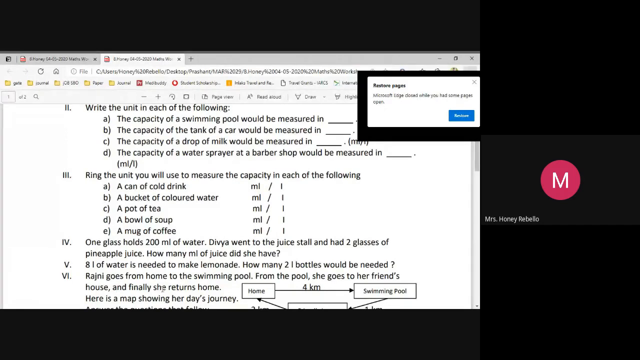Now, next one is Sanjeevan. After that, we'll go to 2B. Sanjeevan, can you tell me the last one? The capacity of a water sprayer at a barber. When you go for a haircut, the barber will be taking one thing, just applying that spray. A water spray at a barber shop would be measured how? Liter or milliliter, Sanjeevan?